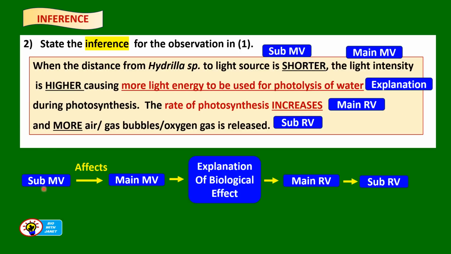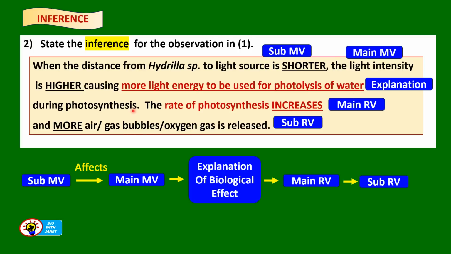Now, sub MV, the distance from Hydrilla species to light source, you must mention whether it's shorter or longer. In this case, the 10 cm distance is shorter compared to the 30 cm, right? Then what happens to the light intensity? The light intensity will be higher because the light is closer to the Hydrilla species plant. So what's the effect on the main RV, the rate of photosynthesis? Now, this is the scientific explanation. More light energy will be used for photolysis of water. That is the biological explanation during photosynthesis.